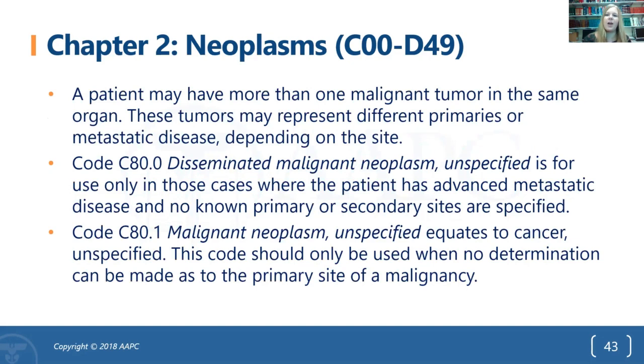A patient may actually have more than one malignant tumor on the same organ. So these tumors represent different primaries or metastatic disease depending on the site. You should only use Z80.0, disseminated malignant neoplasm unspecified, for those rare occasions when the patient has advanced metastatic disease and no known primary or secondary sites are specified. Keep in mind that code C80.1 for malignant neoplasm unspecified is basically the same thing as saying unspecified cancer, so it should very rarely be utilized.